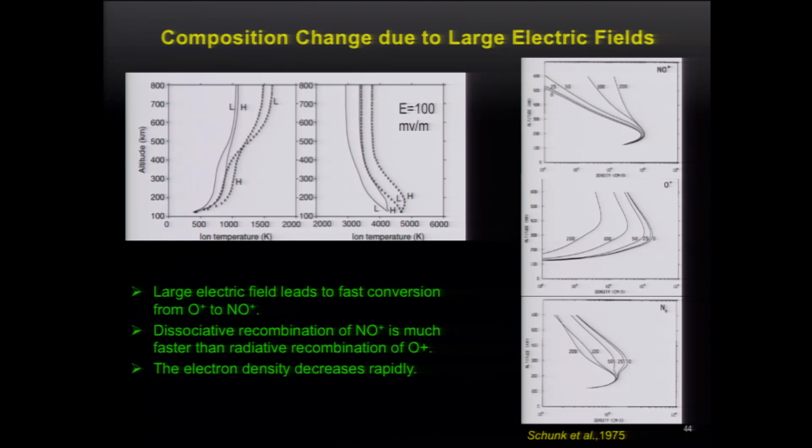The plot here shows, for different imposed electric fields, the NO+, O+, and the total electron density, and how they evolve. Once the electric field is larger than 100 millivolts per meter, the O+ will be very quickly converted to NO+, and the subsequent recombination will reduce the electron density very quickly.